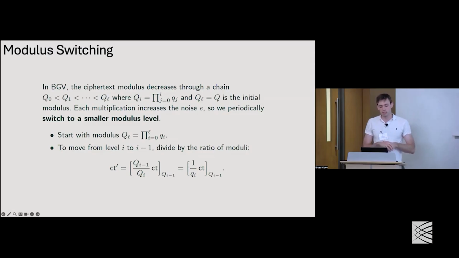And in BGV, luckily, we can do something called modulus switching. So inside of our ciphertext modulus, we can actually think about it as a chain, where we have a bunch of prime factors that are the decomposition of our original ciphertext modulus. And so we start off with this big ciphertext modulus, and then we kind of chop it up as we go along. And the way we chop it up is we just multiply by the new modulus, which is slightly smaller, divided by the old modulus, and then we do some rounding operations.